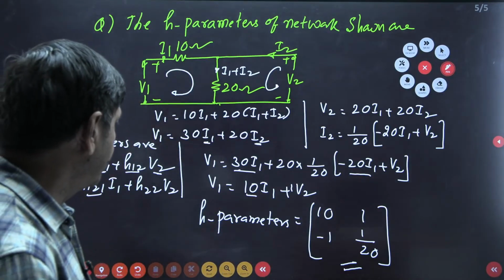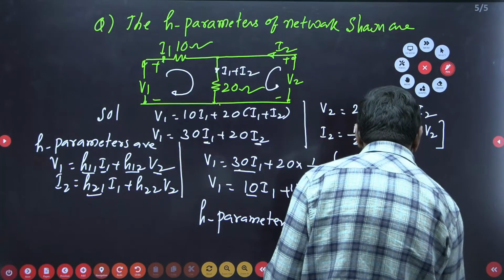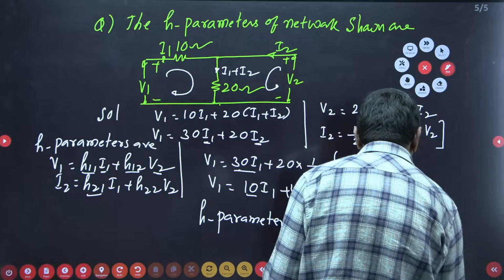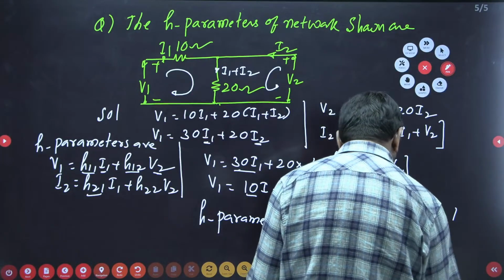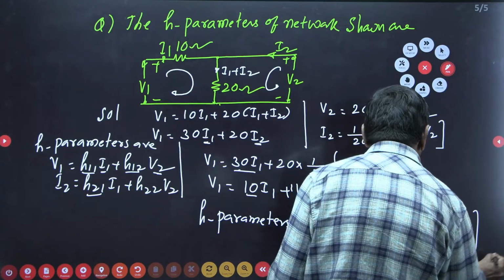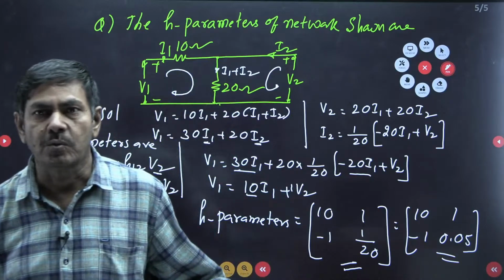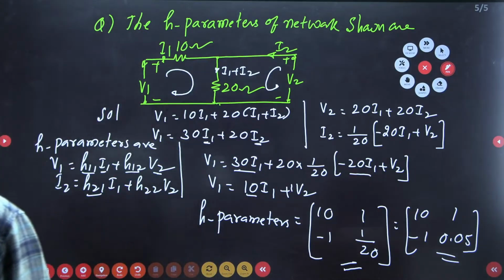10, 1, minus 1, 1 by 20. So 1 by 20 is nothing but 0.05. This is 10, 1, minus 1, 0.05. Yes, these are the required H parameters. I think you followed easily. It's not a tough question, very simple question.